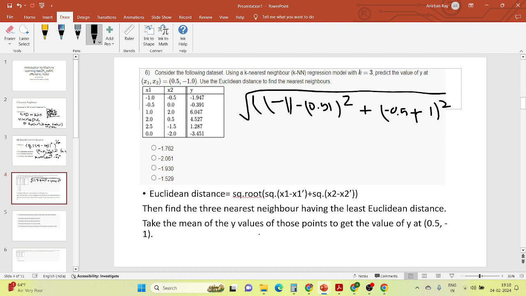These are the nearest ones. So to use it as a regression, what you have to do is take the mean of these three. So the first one is minus 1.947, minus 0.391 and minus 3.451, divided by 3. So that is the answer.